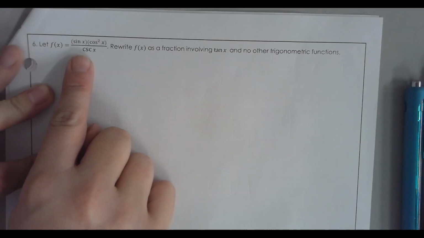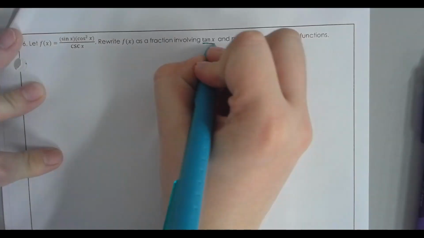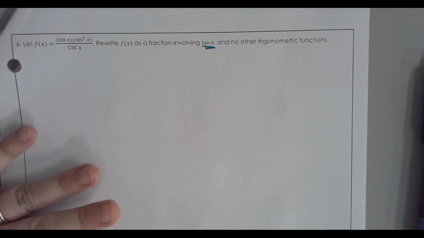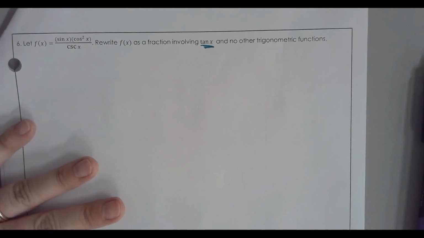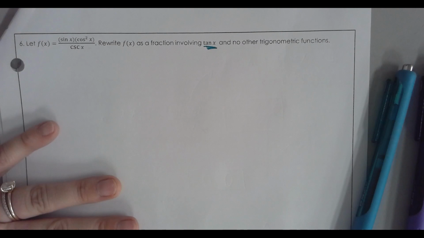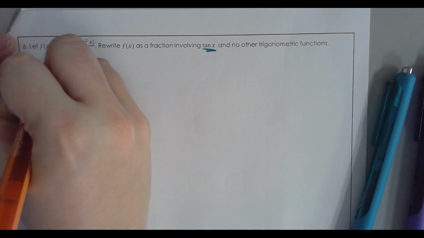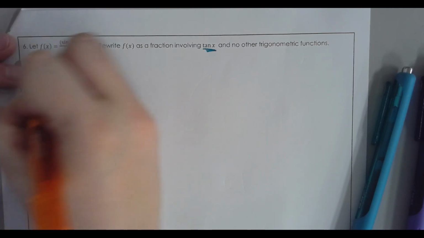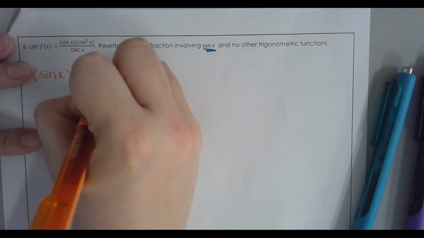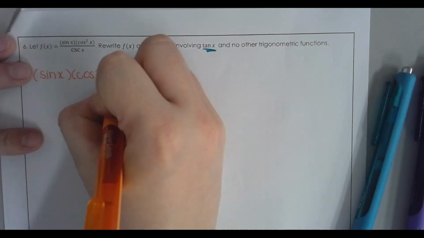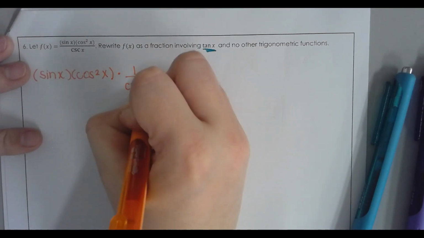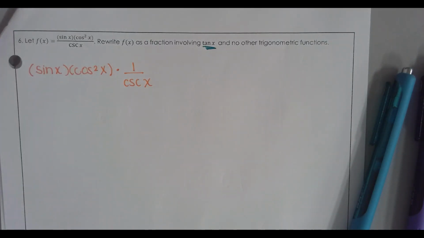So we know that our goal is to get tangent. If I'm approaching this and I have no idea where to go, I'm going to start by splitting up my fraction. Sine x over cosine squared x times 1 over cosecant x. Maybe this gets me what I need, maybe it doesn't. We'll see. That's why you're going to have a pencil on the AP exam.